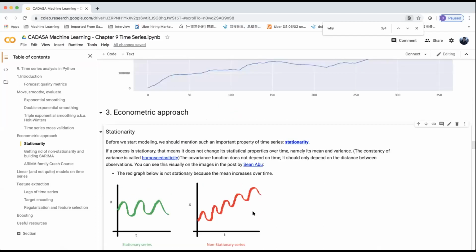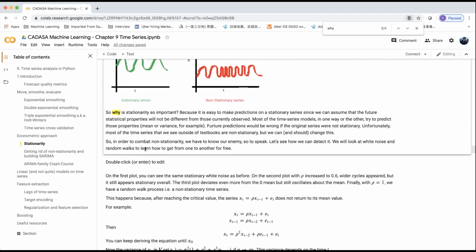So basically, the formal definition is that statistical properties over time don't change, like the mean and the variance. If that's the case, then the process, this y, is stationary. Okay. So why do we care about stationarity?